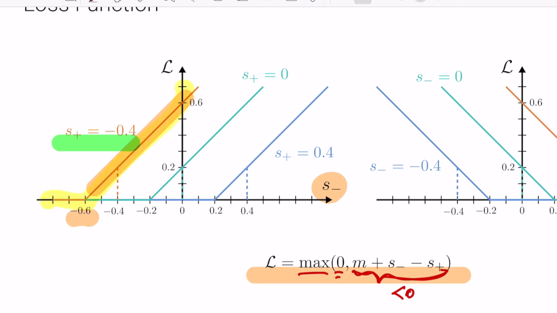In other words, during the training, S minus should be moved in this direction to minimize the loss function. Then S minus will decrease.